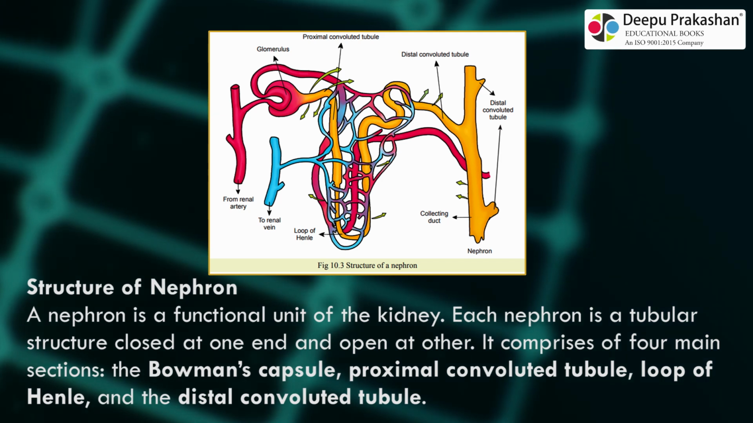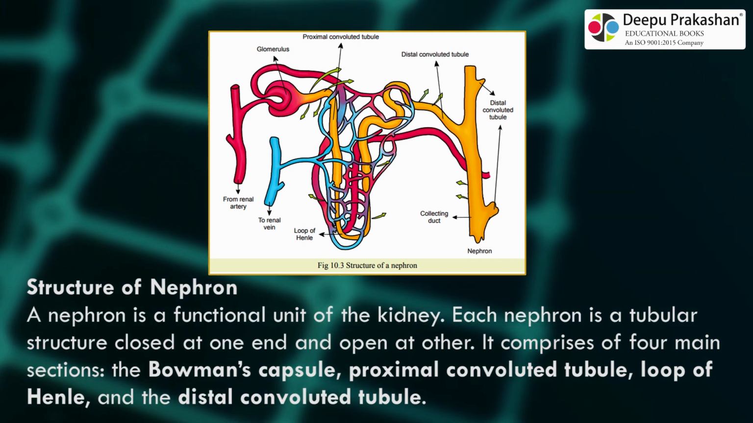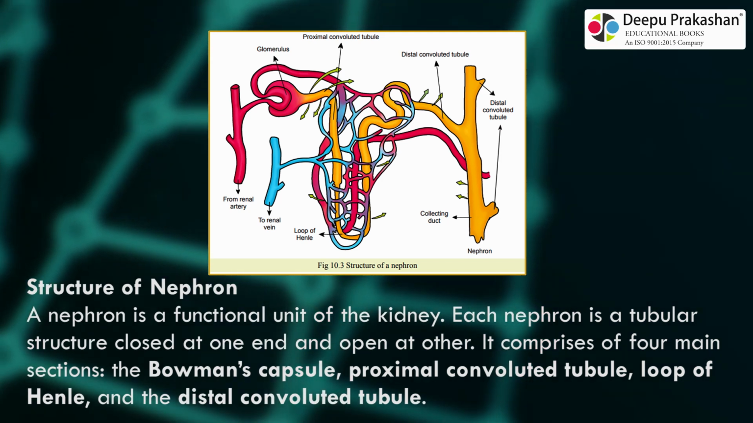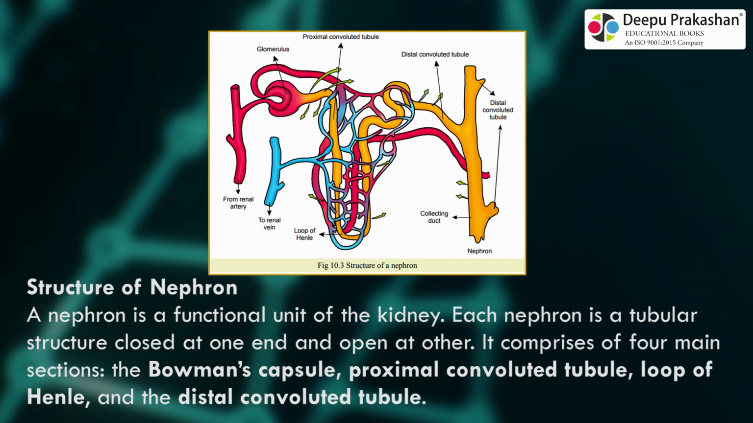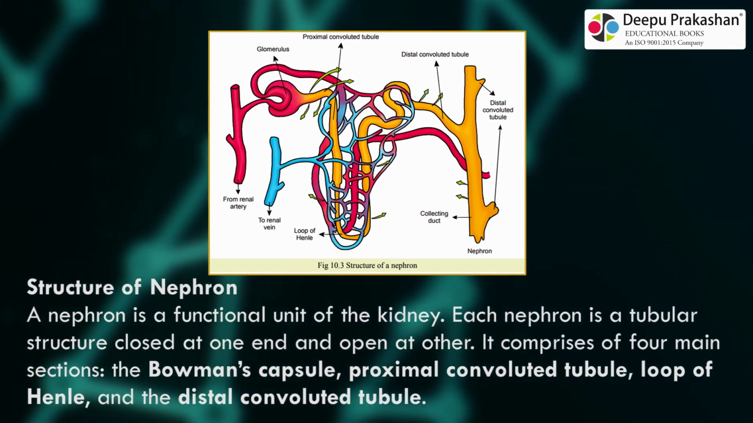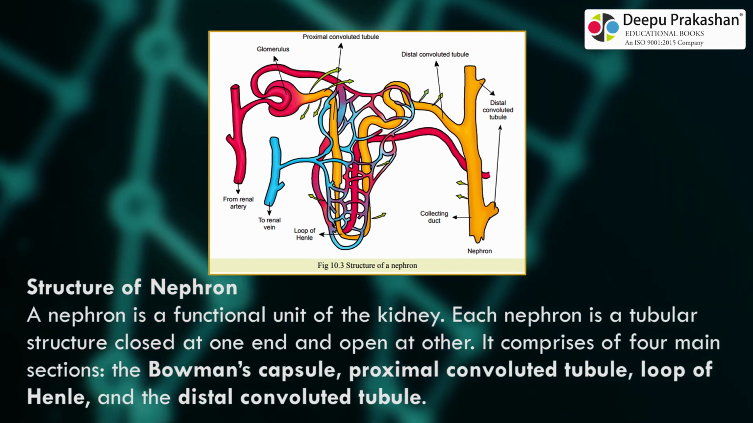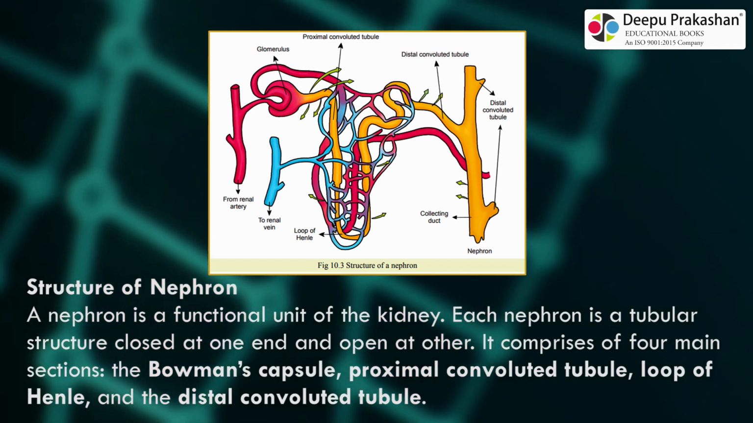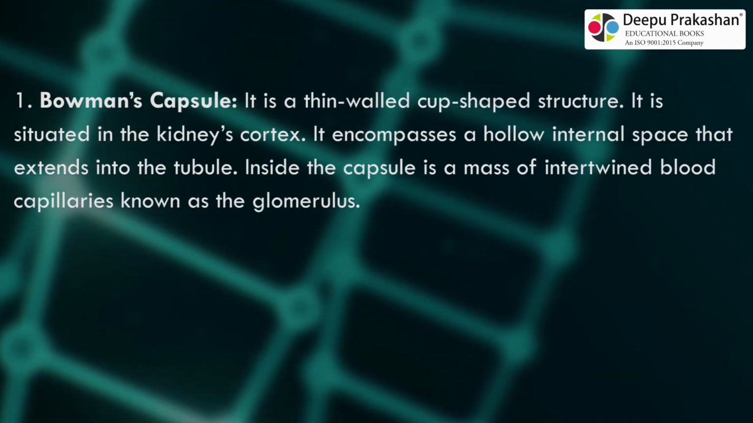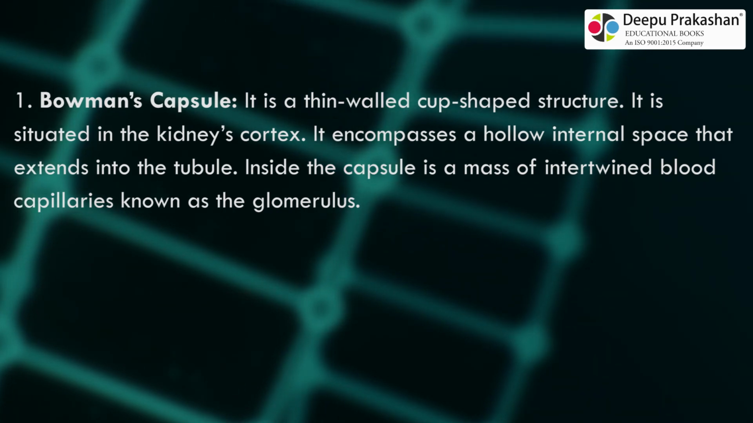Each nephron is a tubular structure closed at one end and open at the other. It comprises four main sections: the Bowman's capsule, proximal convoluted tubule, loop of Henle, and the distal convoluted tubule. 1. Bowman's capsule. It is a thin-walled cup-shaped structure.